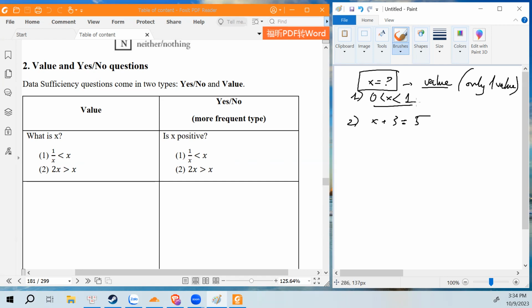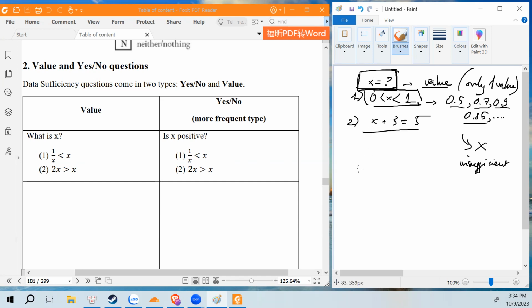So for example, for statement 1 alone, we see that 0 is less than X less than 1. So there are so many possible values for X here. It could be 0.5, 0.7, 0.9, or 0.85, etc. There are no restrictions for X here other than being between 0 and 1. And because there are so many potential values for X, this is insufficient. Statement 1 is insufficient to answer the question, what is the value of X?